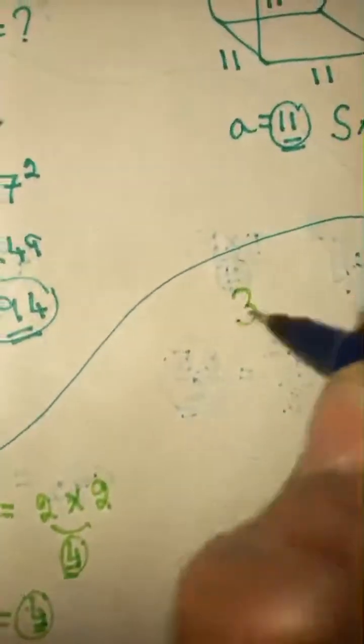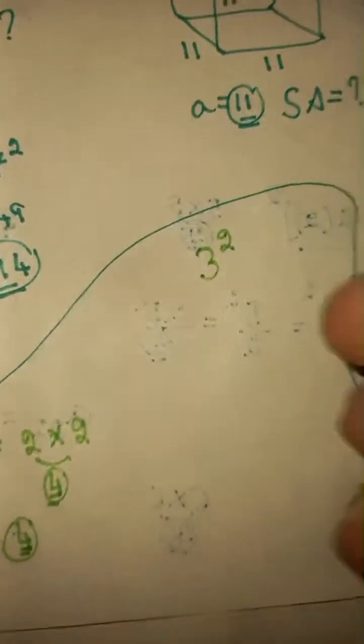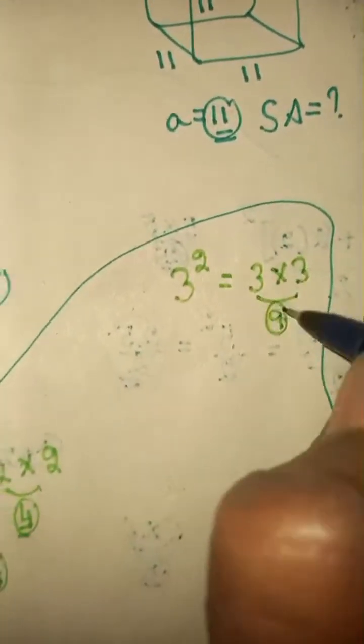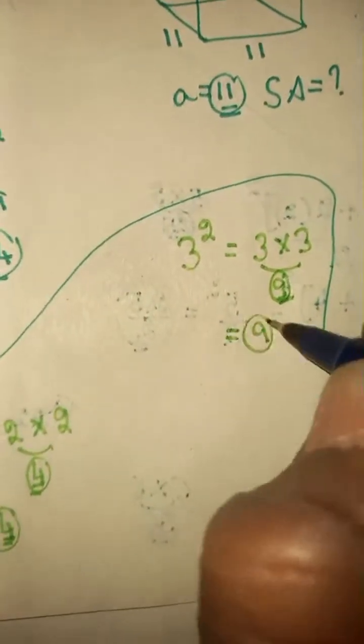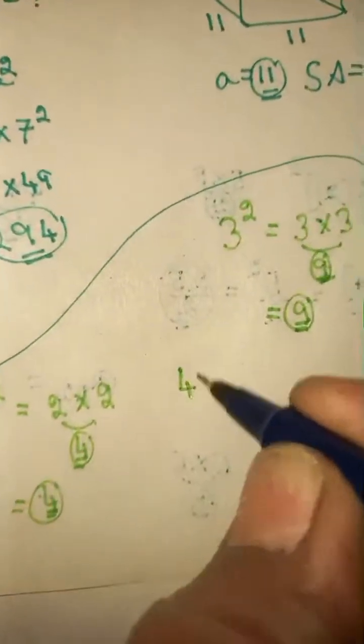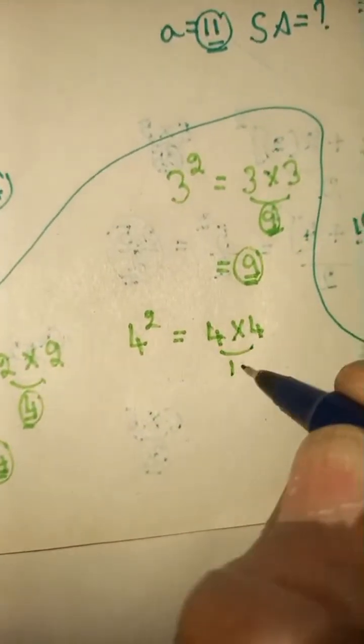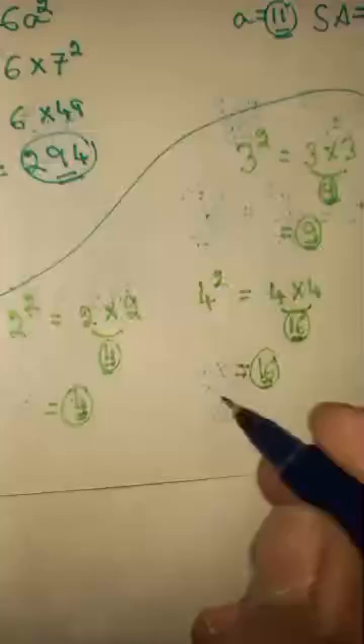Let's take the next number. Now you take it as 3 square. 3 square means it is 3 times of 3. 3 times of 3 is 9. So this becomes equal to 9. 4 square means it is 4 times of 4. 4 times of 4 is 16. So 4 square becomes 16.